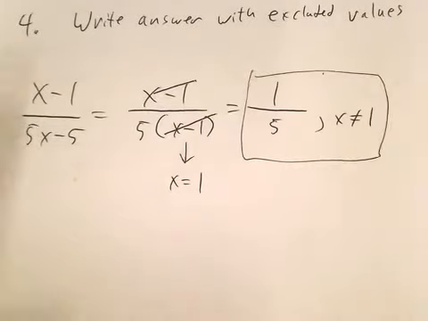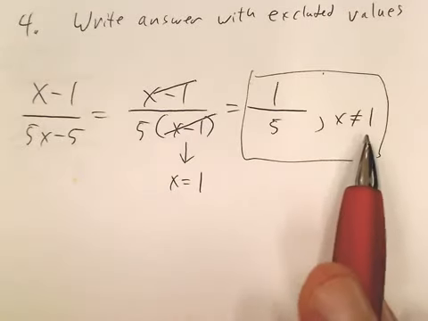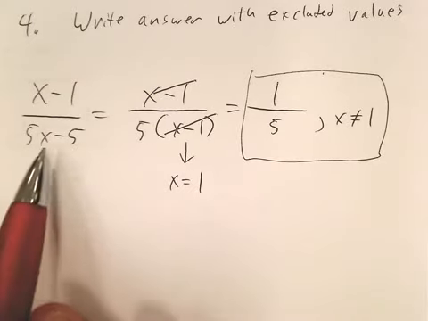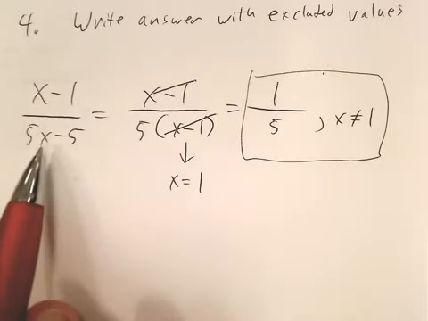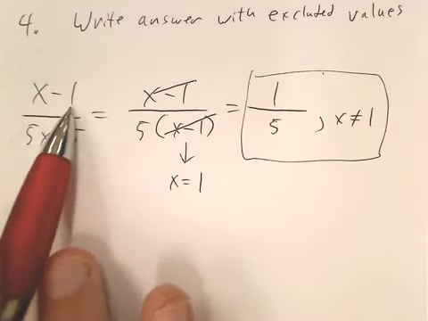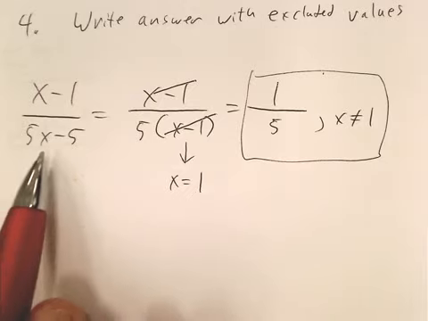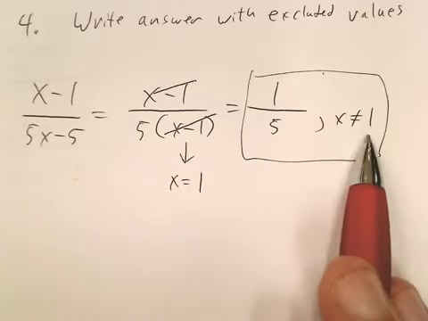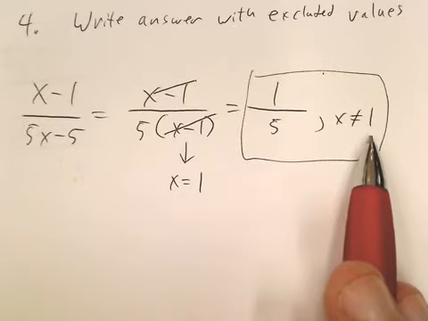So here's your answer. Now let me talk about this for a minute. I say x cannot equal 1, and I say that because I've changed this expression. If I look back here at the beginning, if you plug in 1 for x, what do you get? Well, at the numerator, 1 minus 1, that will be 0. In the denominator, if I plug in 1, 5 times 1 is 5, minus 5 is 0. So if I put 1 into this expression, I will get 0 over 0. But you can't divide by 0, not even 0.